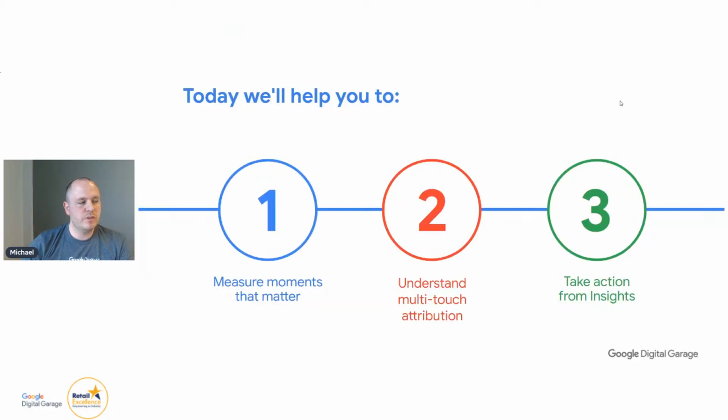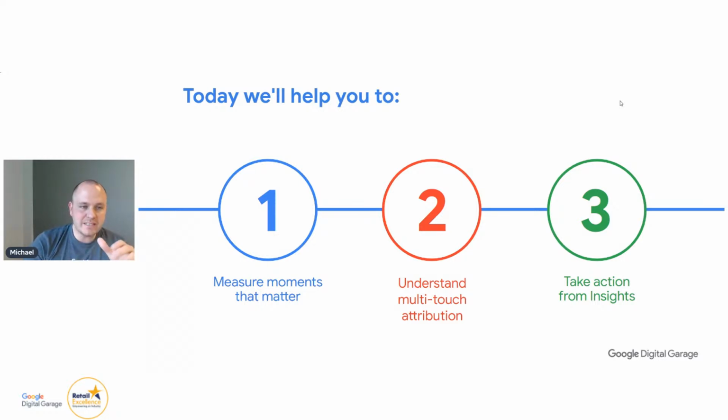All right. So this session is going to be split into 3 different sections. We've got the first part, which is about measuring moments that matter. The reason that we say measuring the moments that matter is it's not always just about one way of doing things. All businesses have very different goals, so there's never one shoe that fits everything. However, today we're going to look at different types of conversions that you can track to suit your business needs.